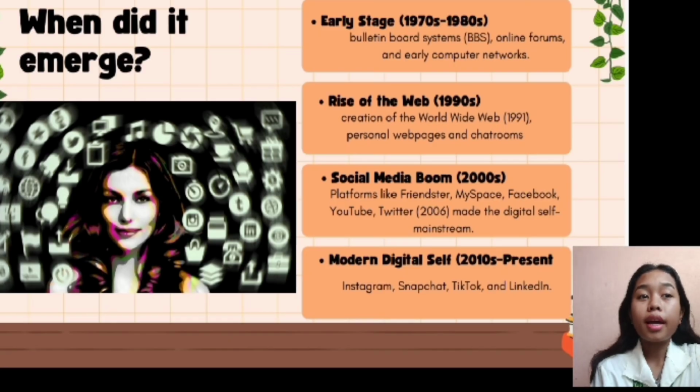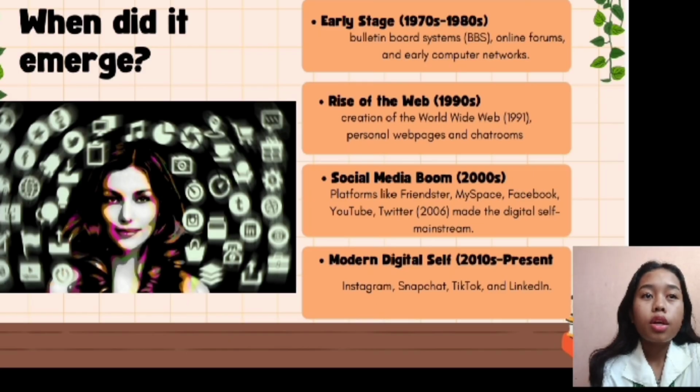The rise of the web in the 1990s, the creation of the World Wide Web, personal web pages and chat rooms were created. So in this era, the term digital self started to take shape as people realized they could be anyone online. People started using usernames, but at that time, their usernames were just things like their favorite color, blue 2001, or the name of their dogs. They did not use usernames with personal information.